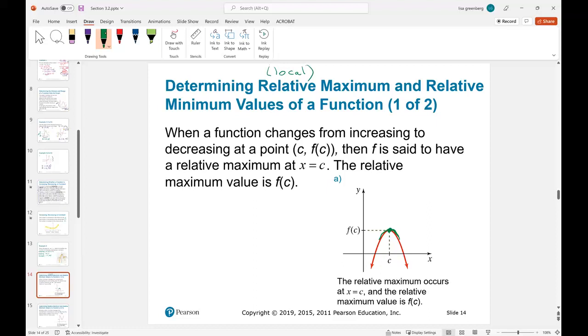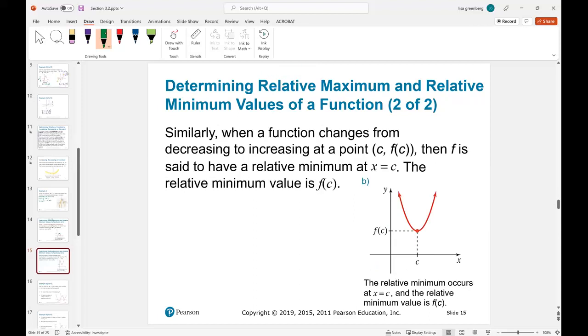Every maximum is a relative max. Every minimum is a relative min. But there's only one absolute max and one absolute min. And when we get to a graph where I can show you the difference, I'll show you, but we're only dealing with relative, okay? So that's the minimum right here.